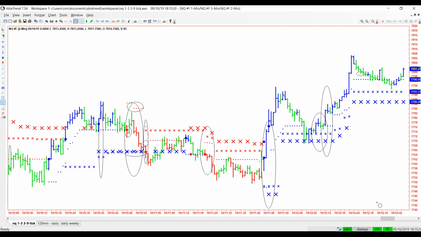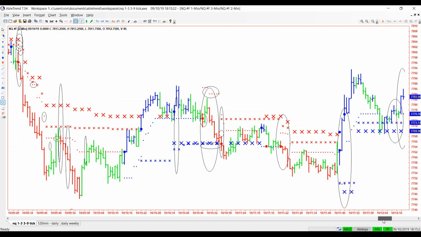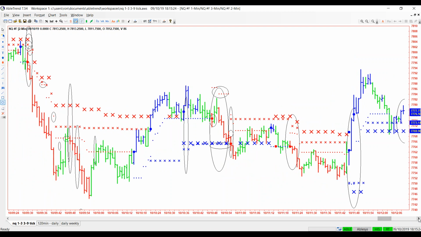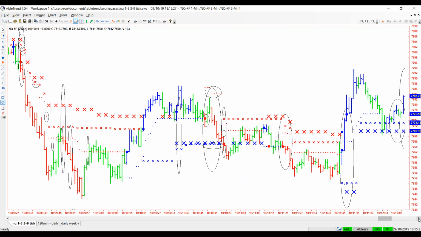Real clear cut, real obvious, nothing to think about. If we're watching this live, this is exactly what you would see. Right there, go sweet spot.